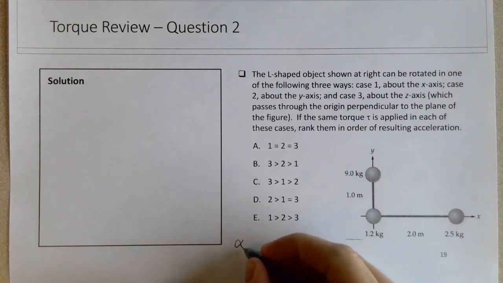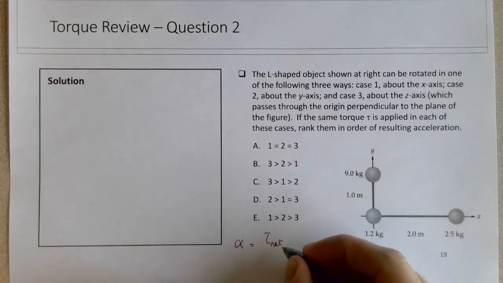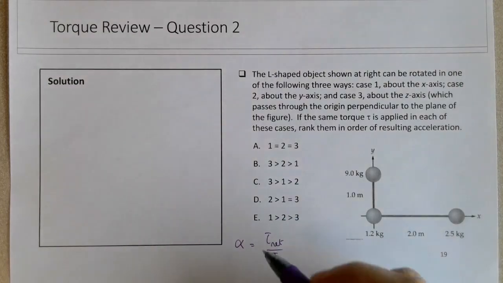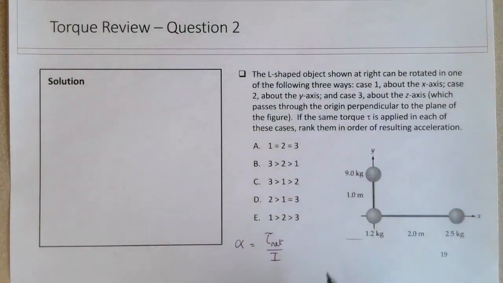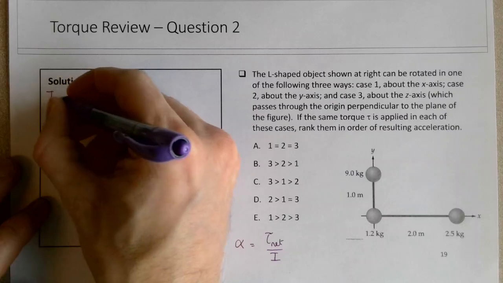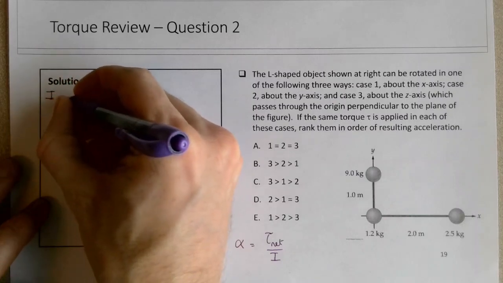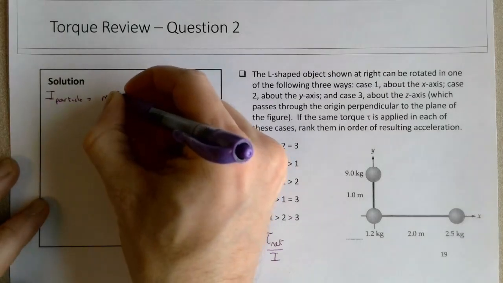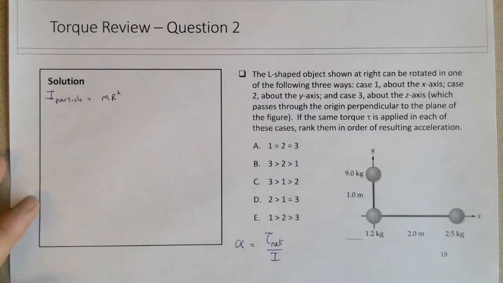So alpha is equal to torque net divided by the moment of inertia. So we assume we're applying the same net torque to each situation. The alphas will be inversely proportional to the moments of inertia. So the key thing here that you need to know is that the moment of inertia of a particle is simply just r squared, where r represents the distance from the mass to the axis of rotation.